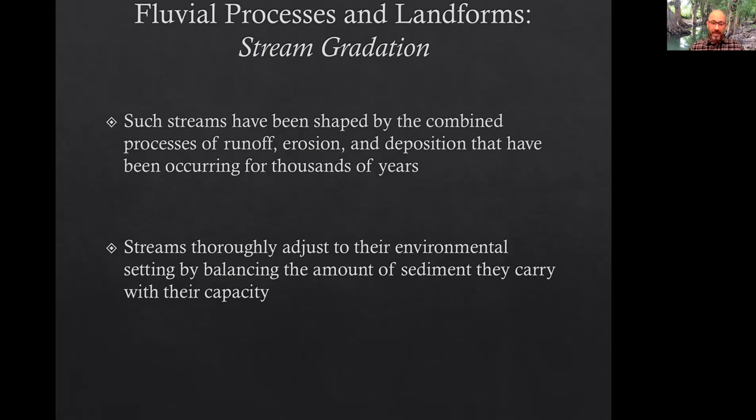It moves through time because streams adjust to their environment by balancing their load, the amount of water coming in, the amount of sediment that gets moved by the water, and then the channel size to accommodate, on average, the expected amount of water that the hydrologic cycle is delivering. So it's a balance. Things are carried away, things are deposited.